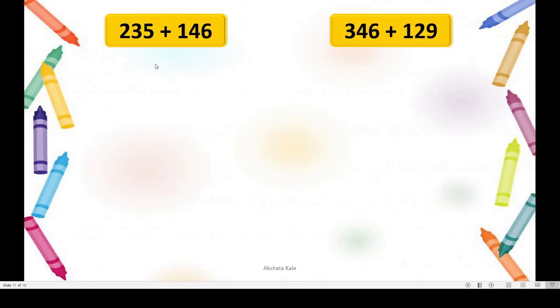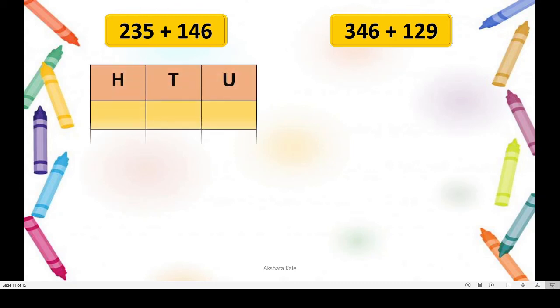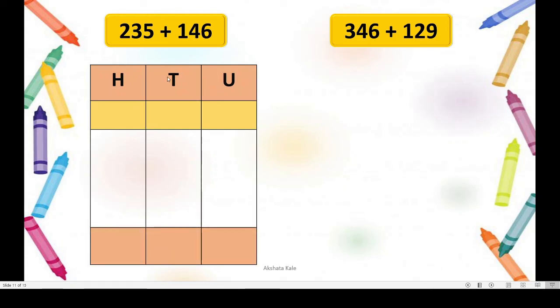Next is, see like this sums are there. It is given in horizontal position. Here 235 plus 146. Second sum is 346 plus 129. Isn't it? Now we will go for first sum. First we will prepare a table. Okay, units, tens, hundreds. Now we will write 235 in the vertical position. Here 235 we will write and below we will write 146. This is called vertical position.